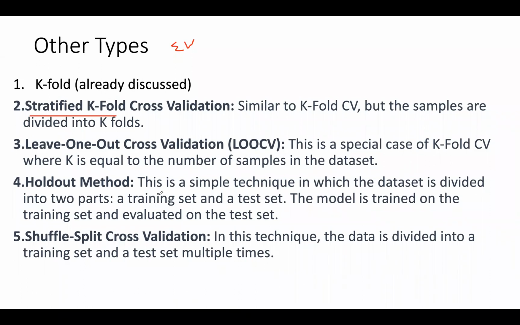Then the holdout method is the simplest technique, where we divide the data set into two parts, one called the training set and another called the test set. This is a very quick and simple way to evaluate your model, and you'll see this a lot when you're training your classifier. Of course, this can lead to high variance and can be very optimistic. And then lastly, we have shuffle split cross-validation, a technique where we divide the training set and the test set multiple times. The size of the test set can be specified, and the data is shuffled before each split.